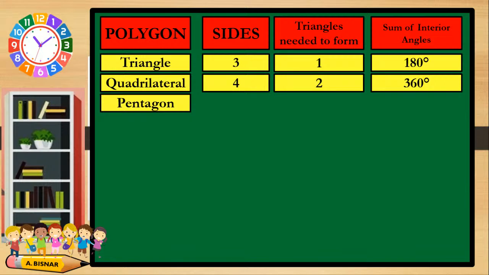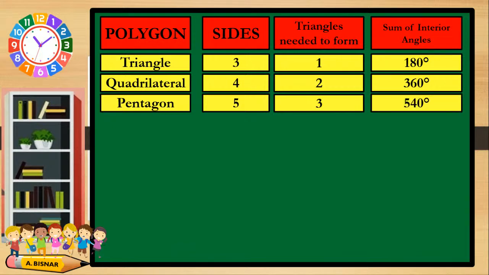Okay, bakit may arf? Let's check if your answers are correct. Pentagon has 5 sides. And we need 3 triangles to form a pentagon. And since there are 3 triangles, then 3 times 180, the answer is 540 degrees. Okay? So your answers are correct.